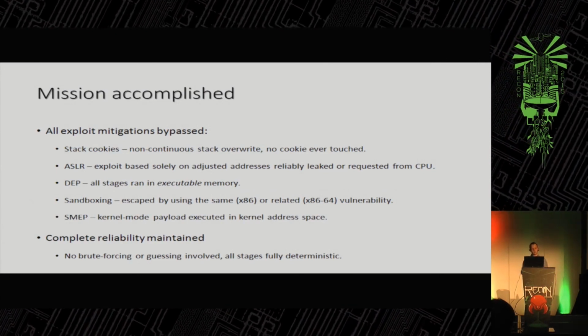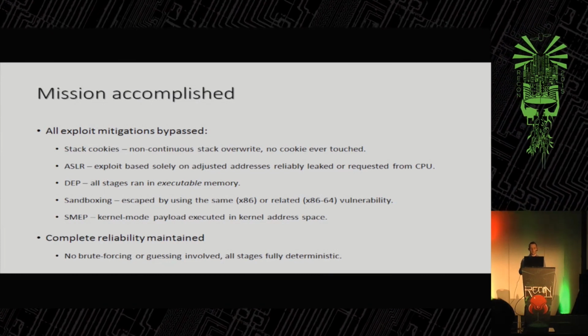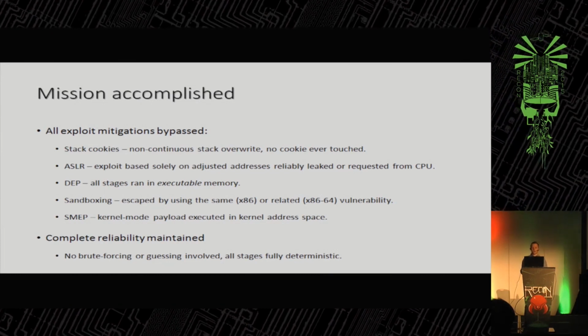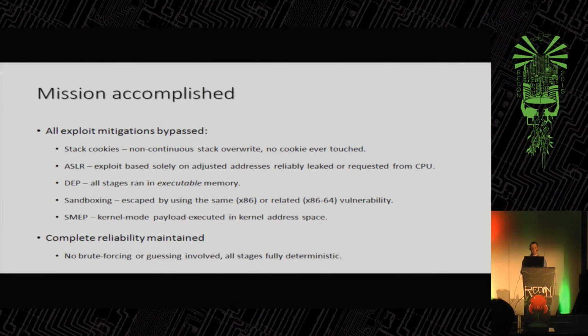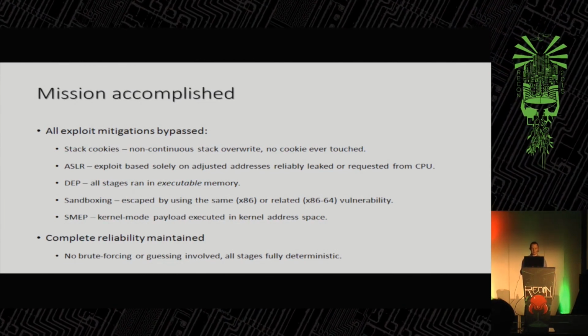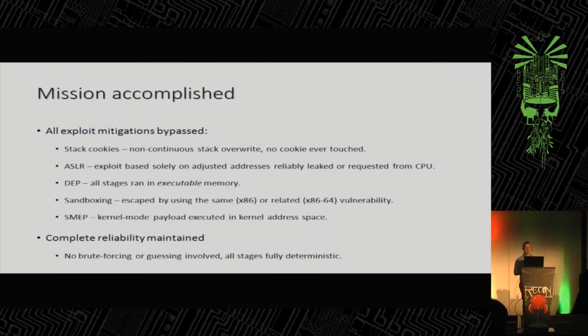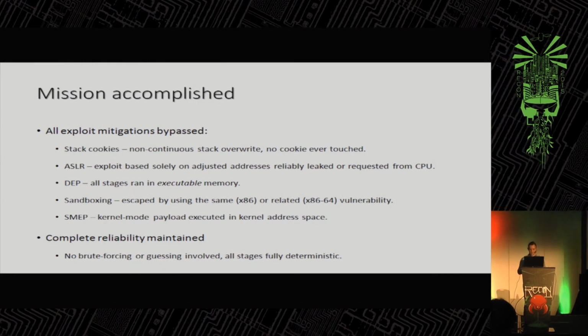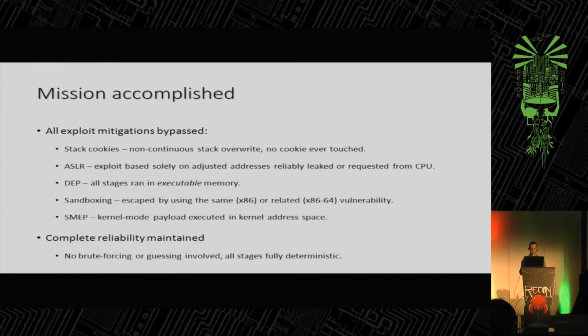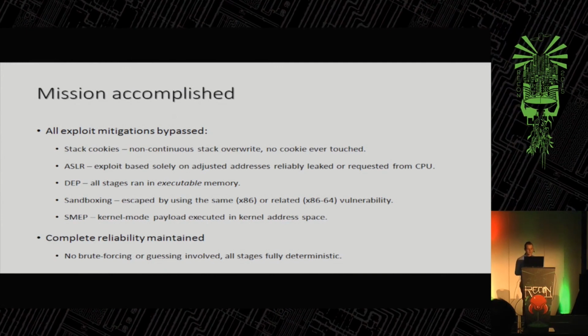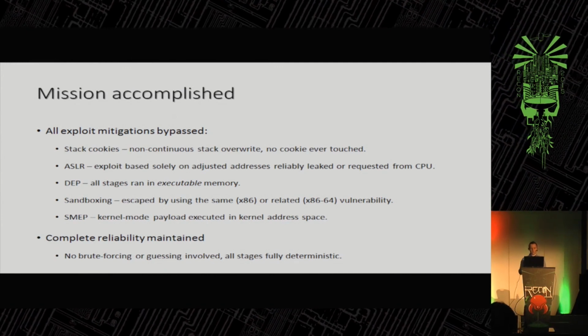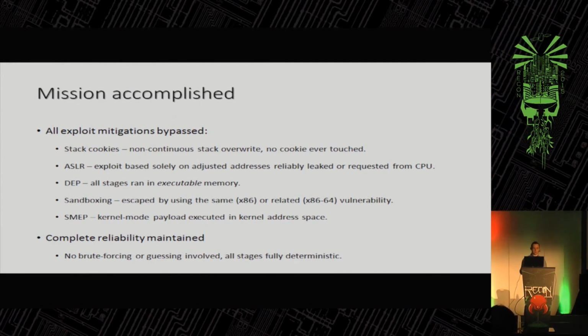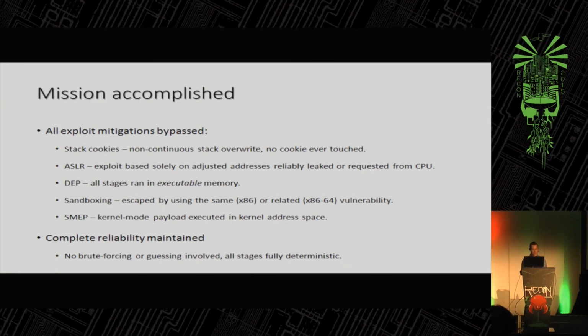design of the vulnerability, ASLR because we only used addresses that we either leaked or requested from the CPU, DEP because we ran all of the stages in executable memory, sandboxing with the vulnerability in the Windows kernel, which was the same for 32-bit and a little bit different one for 64-bit, and SMAP also because we ran the shellcode from executable memory in the kernel address space.